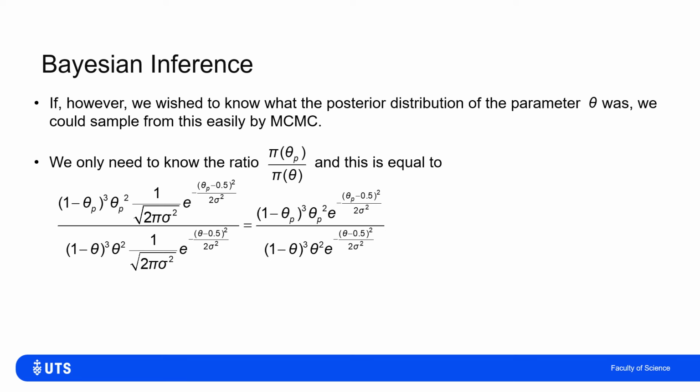So even though I haven't yet defined in a nice, tidy, closed form what the posterior distribution is, I could still sample from it with MCMC quite easily just by drawing from some distribution, calculating an acceptance probability based on this ratio here, and then either accepting or rejecting those proposed moves.